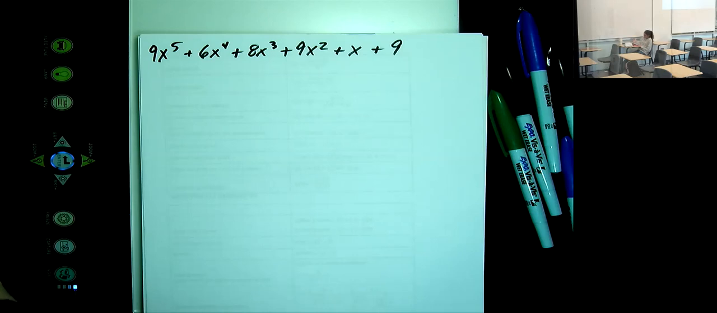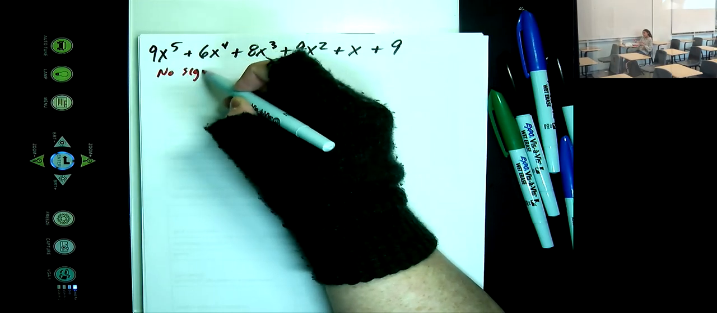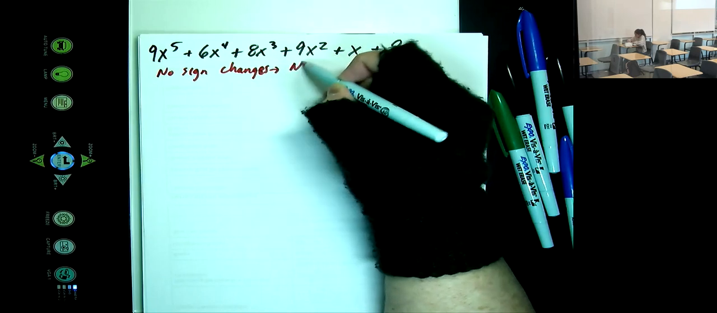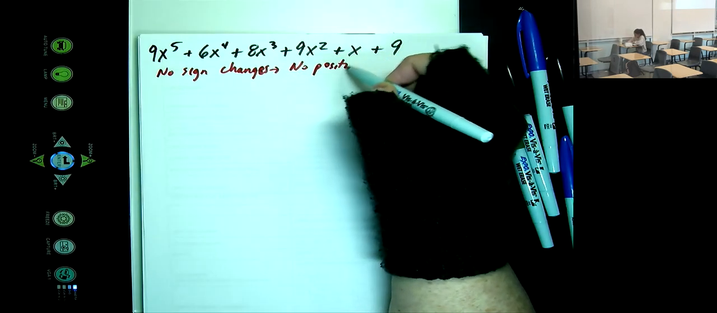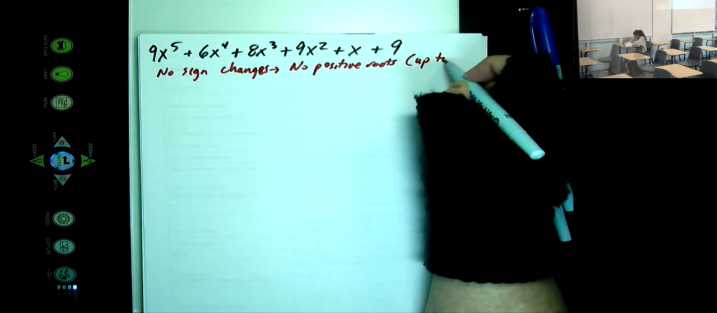I can see one thing right off the bat. Are there any sign changes? No. How's that for convenient? No sign changes means no positive roots. So we might have up to 5 negative.